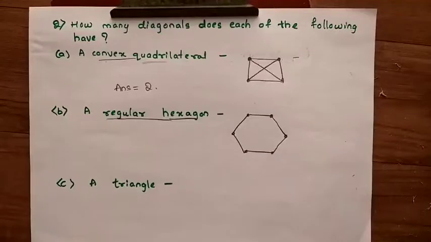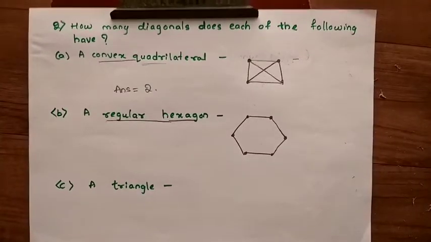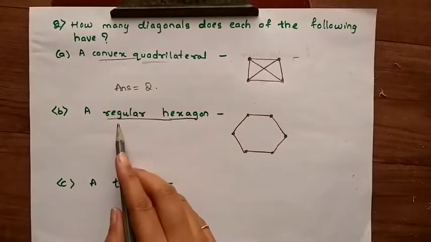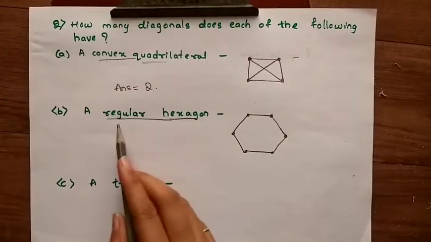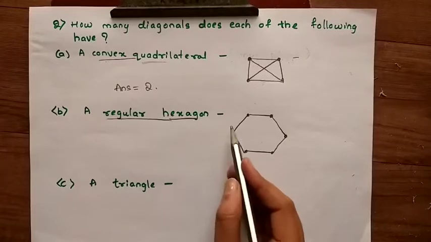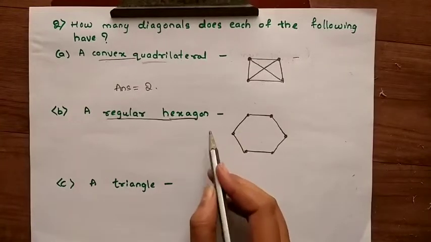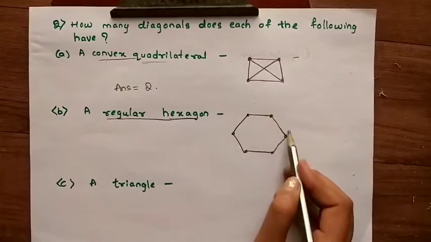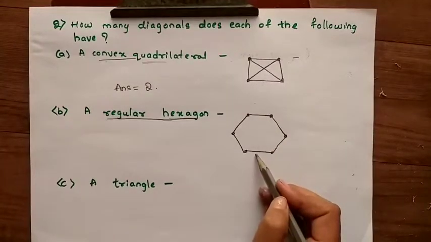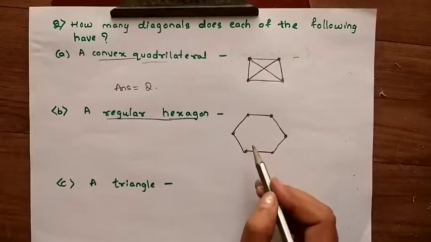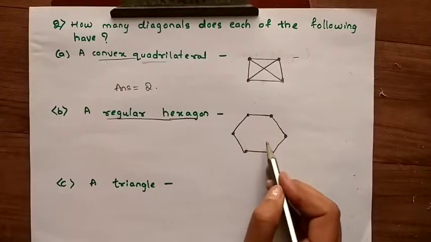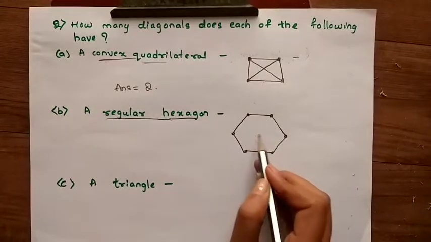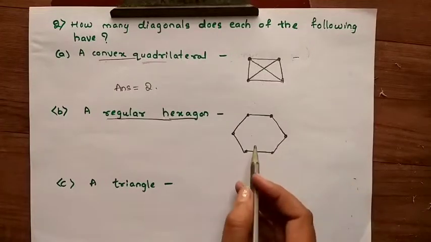What is the definition of regular hexagon? Regular hexagon means all sides and all angles are equal. In this figure, all sides and all angles are equal. Here what do we have to show? Here we have to show the total number of diagonals in this figure. So let's start drawing the diagonals.